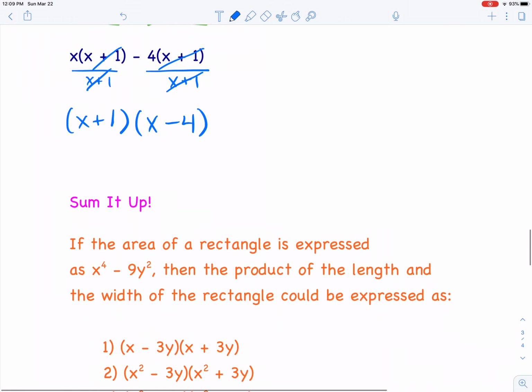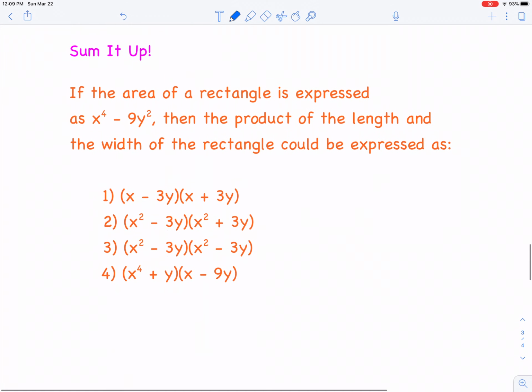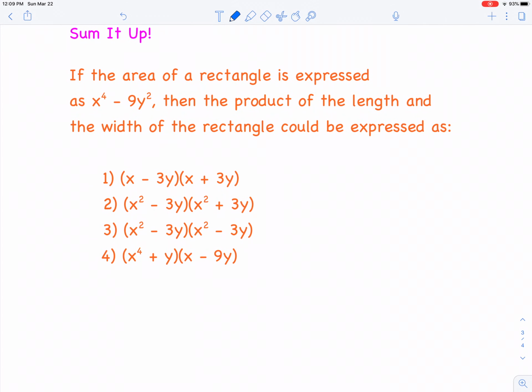So to sum it up, we're going to take a look at a multiple choice question. Okay? Now they give you the area of a rectangle and ask you to rewrite it as the product of the length and the width. That's a fancy way of asking you to factor. Now, you could use the calculator and match which of these choices are equivalent to the original. Now, if you were to try to get the GCF here of x to the 4th and 9y squared, nothing divides into both of them.